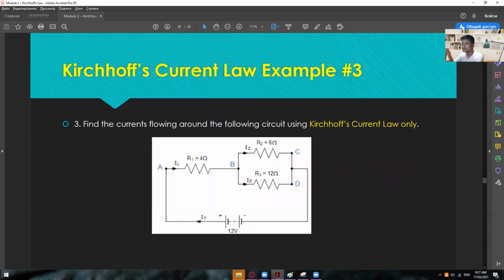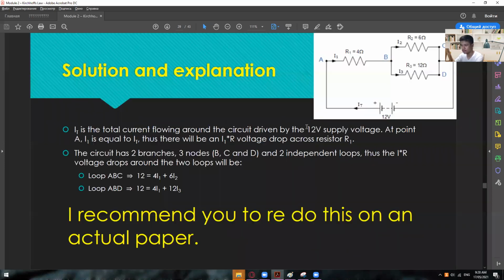Okay, so another example here is find the current flowing around the following circuit using Kirchhoff's current law only. Well, to be exact, you can just add this one and then make it in series connection, and then from there you can already get the I total if you're going to use the Ohm's law. However, it is requiring us to use Kirchhoff's current law only. So from here, of course, we're going to use Kirchhoff's current law only.